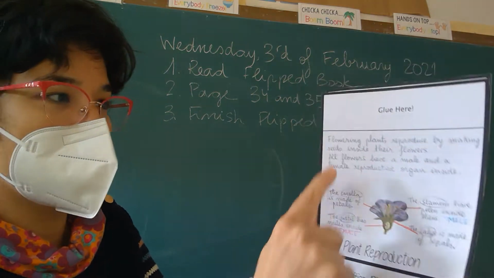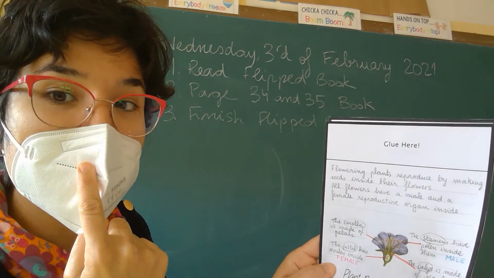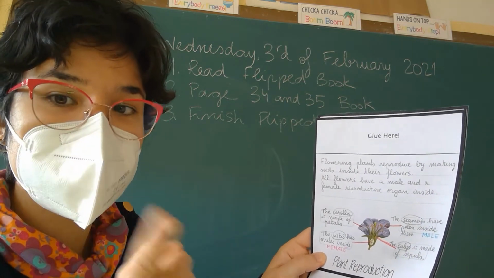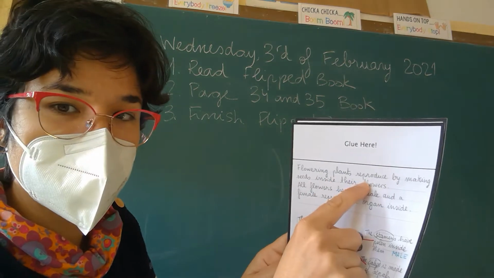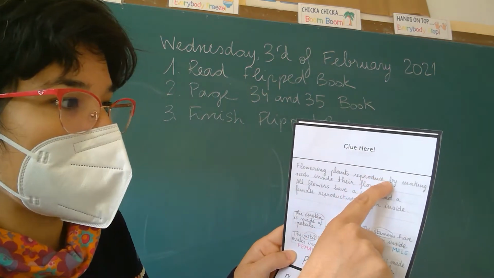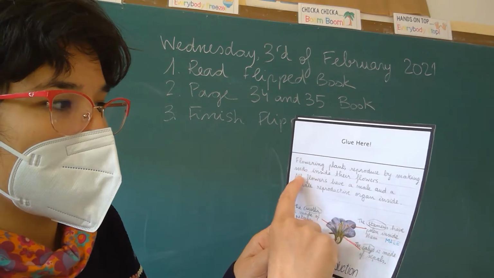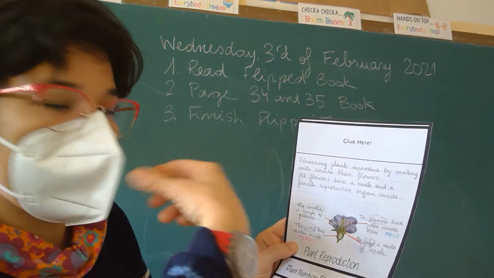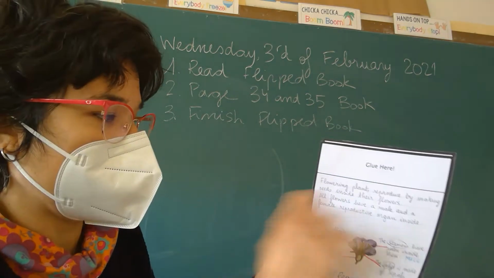Plant reproduction. Flowering plants, you have to read with me with your flip book, okay? If you don't have your flip book with you, stop the video and take your flip book and then continue. Flowering plants reproduce by making seeds inside their flowers. All flowers have a male and a female reproductive organ inside.